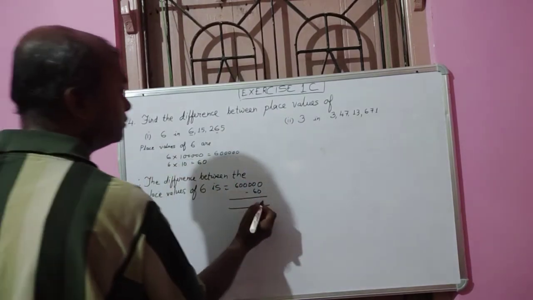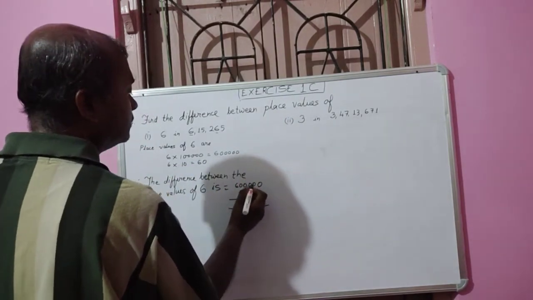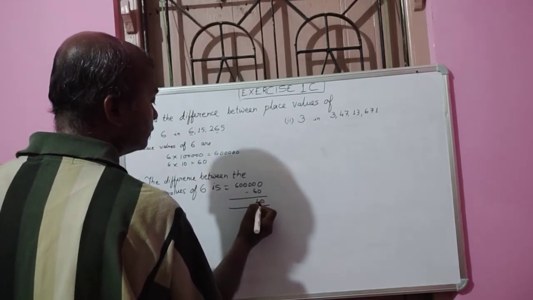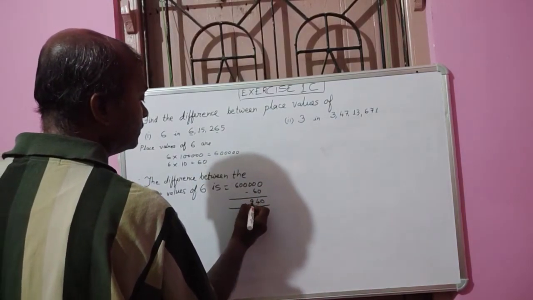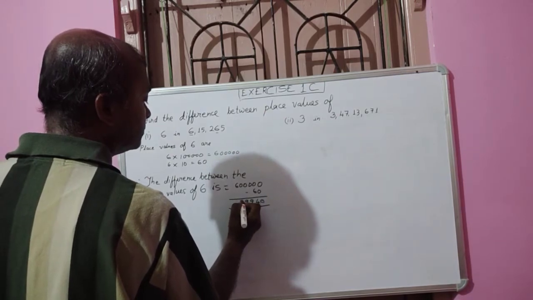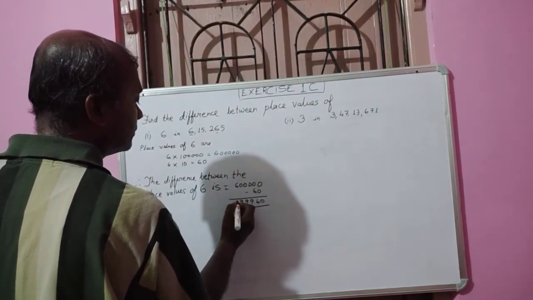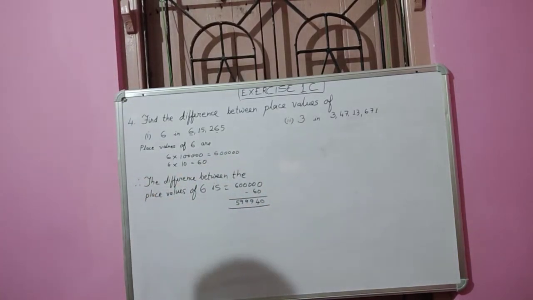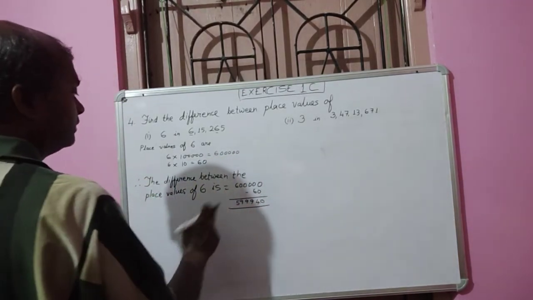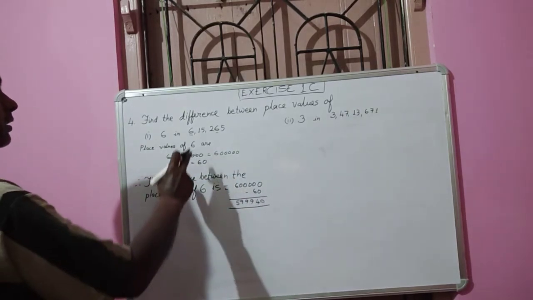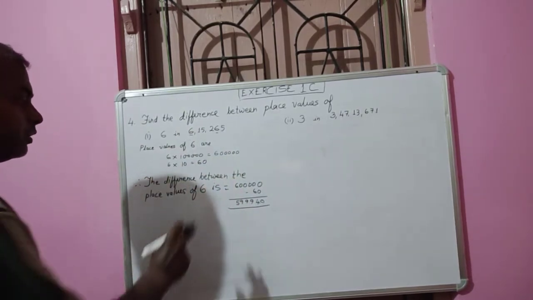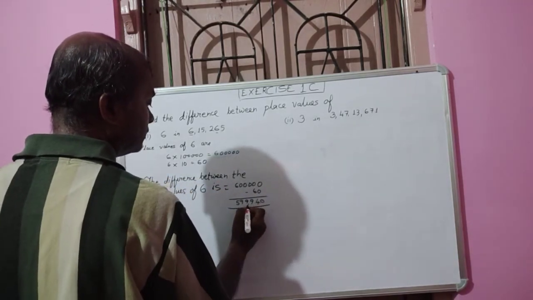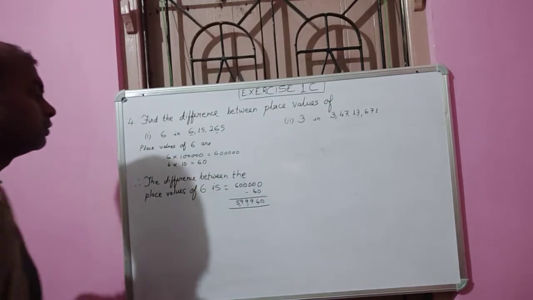So 0 minus 0 is 0. Here borrowing, so 0 becomes 10. 10 minus 6, 4. This becomes 9. This becomes 9. This becomes 9 and 6 had given, so it will become 5. Okay, so this is our answer. The difference between the place value of 6, two positions 6 was there, so difference between the place value of 6 is this. Okay, you can write it 5,99,940.